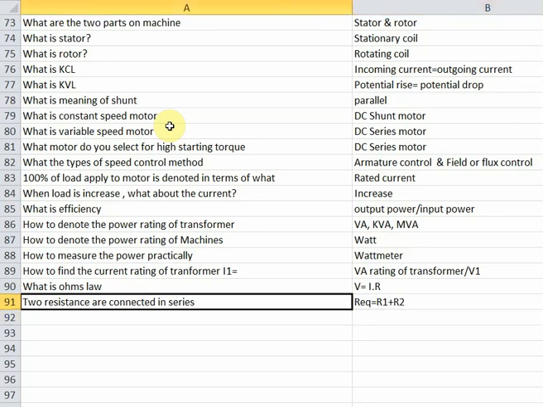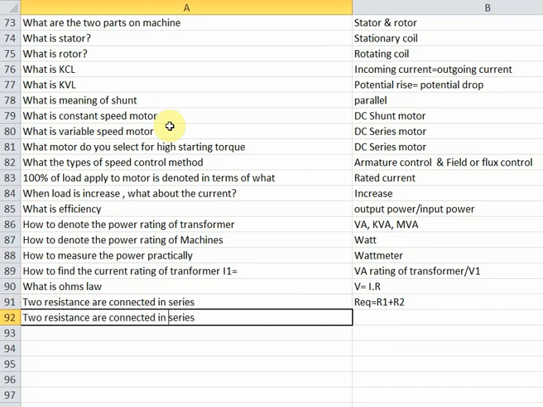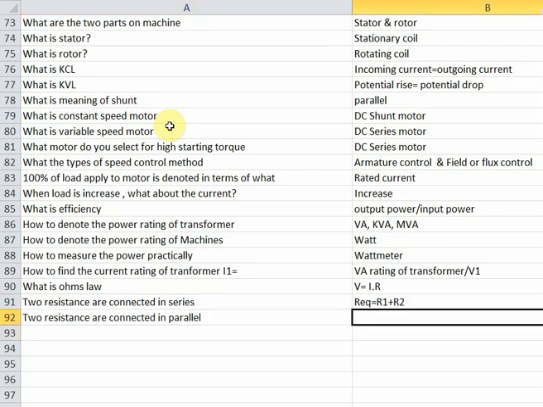Okay. Two resistors are connected in parallel. So what about R equivalent? R1 into R2 upon R1 plus R2. Okay, multiplication divided by addition.